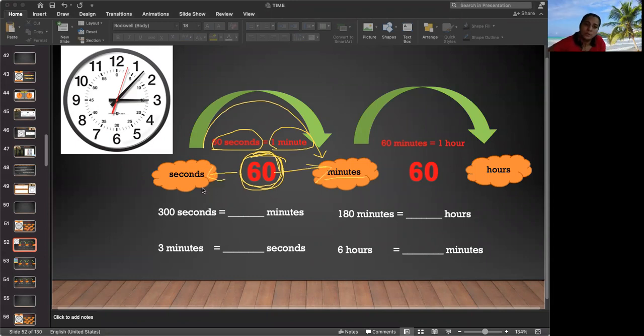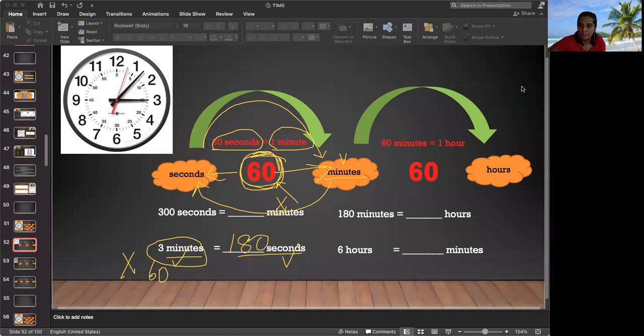So for example, I know 1 minute is 60 seconds. How about 3 minutes? If 1 minute is 60 seconds, 3 minutes will give you more than 60 seconds. Given the minutes and asked to find the seconds, you multiply by 60. So you take 3 times 60: put a 0 at the back, 3 times 6 is 18. This means 3 minutes is equivalent to 180 seconds.